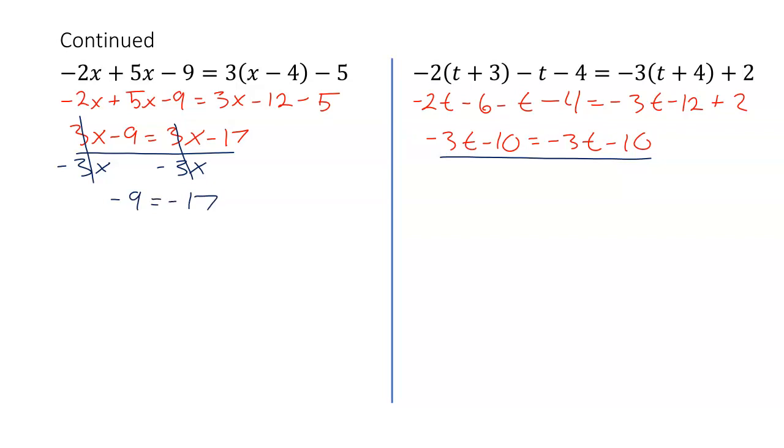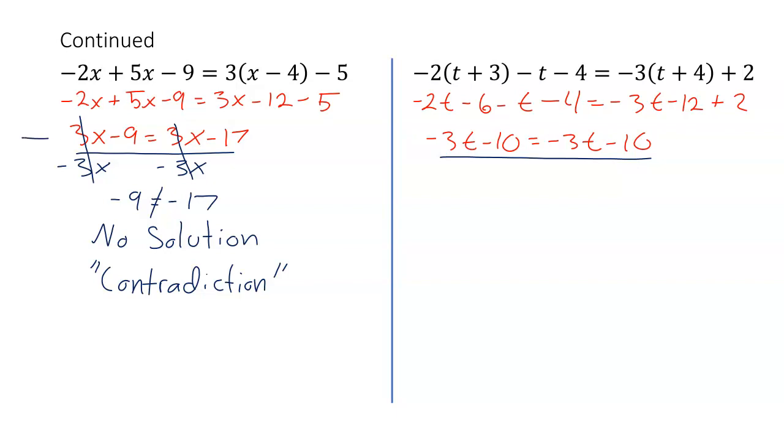That will never be true. Negative 9 will never equal negative 17. So this means it doesn't matter what number you plug in for x, it's never going to be a true statement. No solution. Okay. We call this a contradiction. It's a contradiction. We have no solution. There is no value of x that would satisfy this equation and make it true.